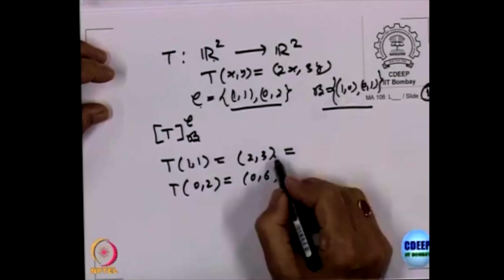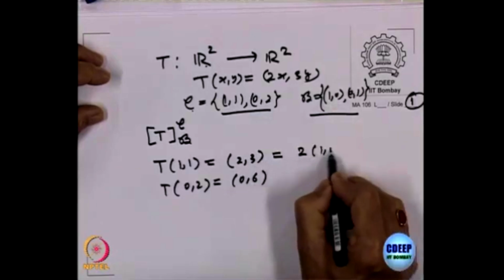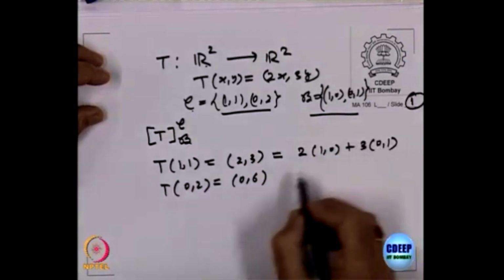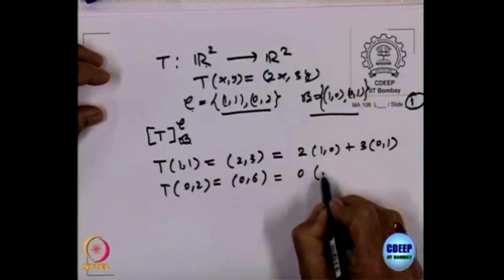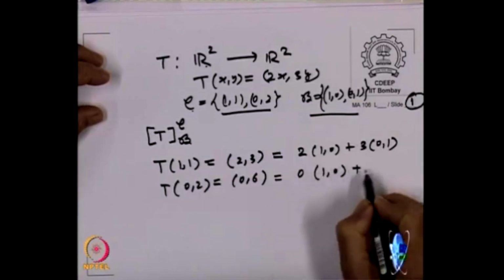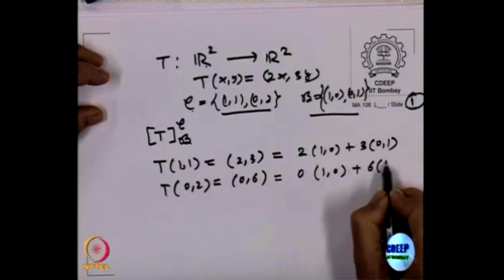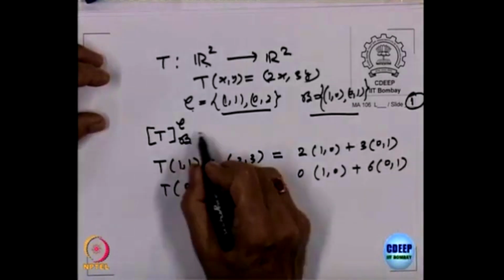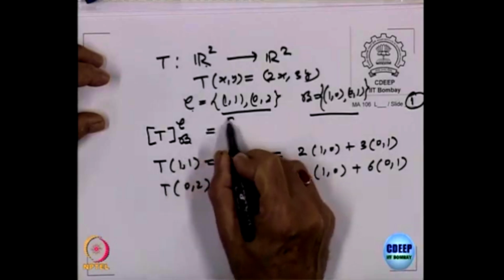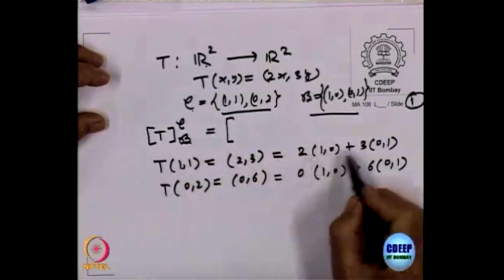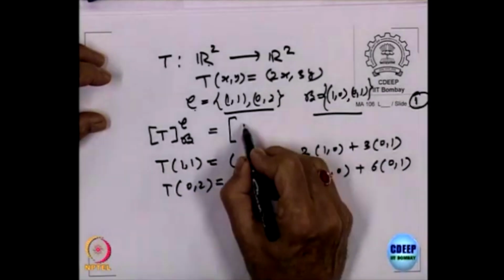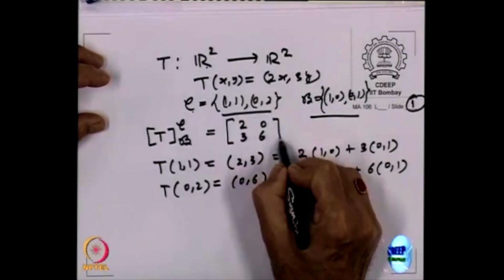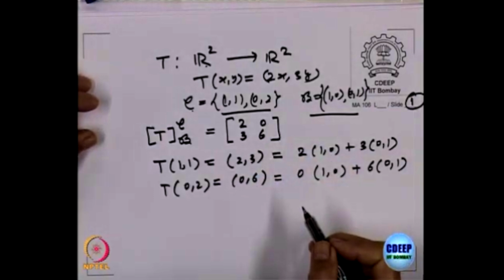So what will be the linear combination for (2, 3)? It is 2 times (1, 0) plus 3 times (0, 1). Similarly this one is 0 times (1, 0) plus 6 times (0, 1). Is that okay? So what is the matrix? This matrix comes out to be, what is the first row? 2, 3. The first column is (2, 3), the second column is (0, 6). So that is the matrix of T.